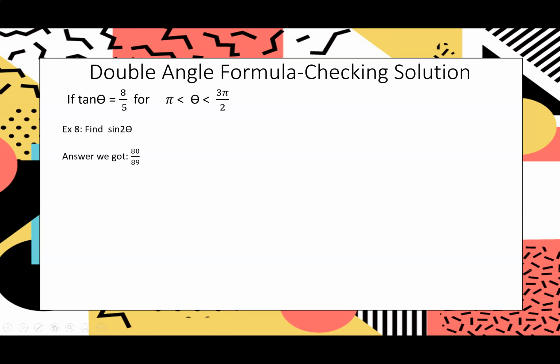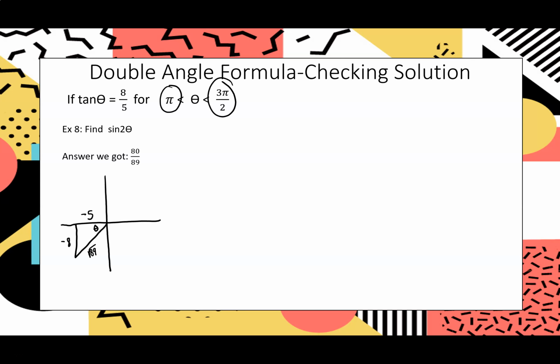All right, last one here, folks, and then we're done with double checking our double angle formula. On example 8, we got sine of 2 theta was 80/89. Let's go ahead and let's draw this. Remember, we're between pi and 3 pi over 2 on this problem, so we're definitely right here. And our triangle looks like a -5, a -8, and a square root of 89.